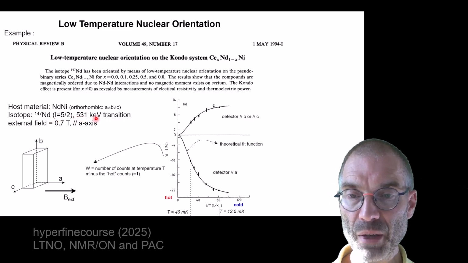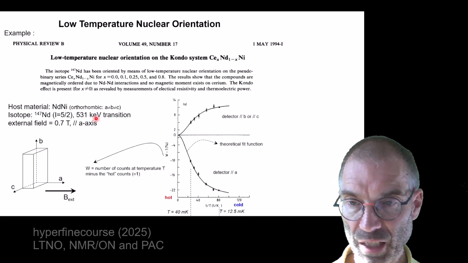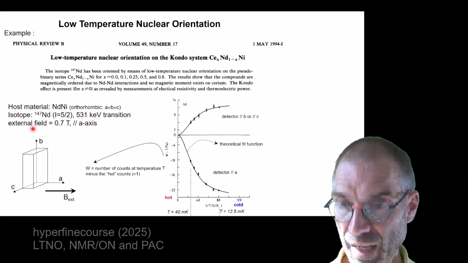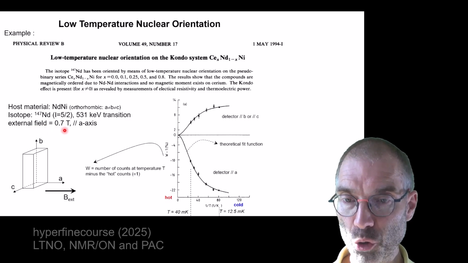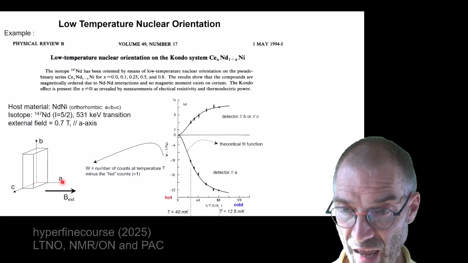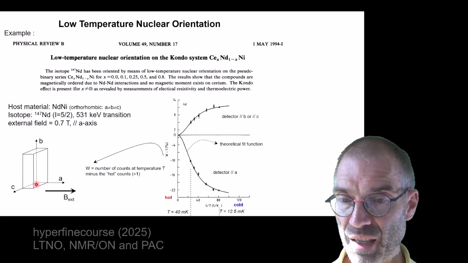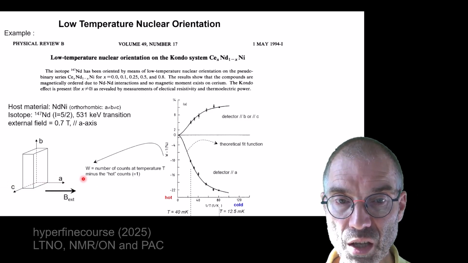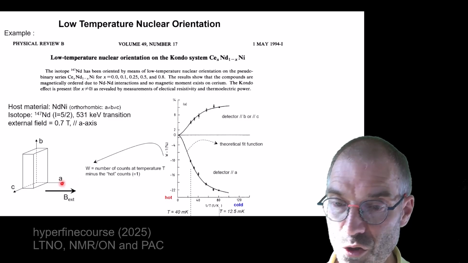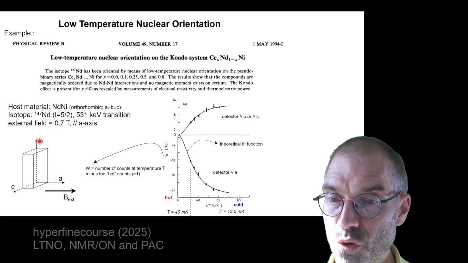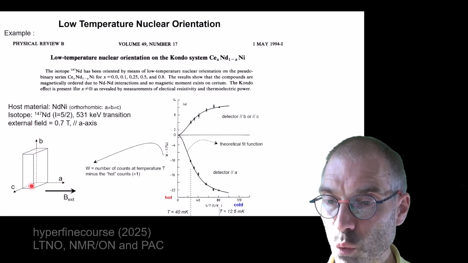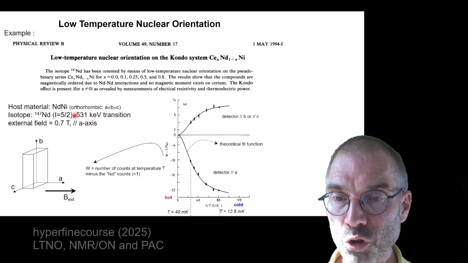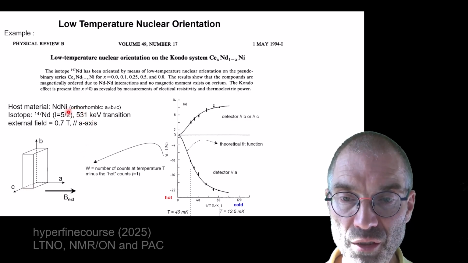It emits gamma rays with 531 kiloelectron volts. And we apply an external magnetic field of 0.7 Tesla along the A-axis, which is here the horizontal axis in this picture. We then have three detectors, one along the A-axis, one along the B-axis, and one along the C-axis, that look for these 531 kiloelectron volt photons.